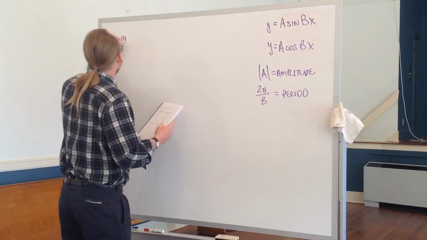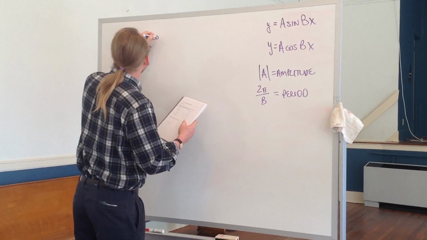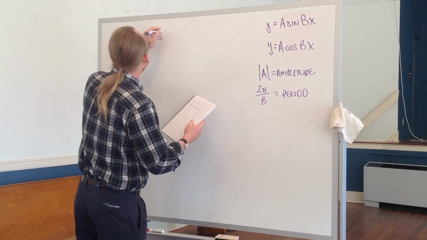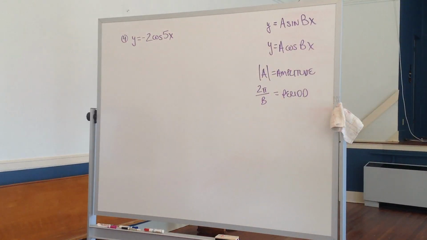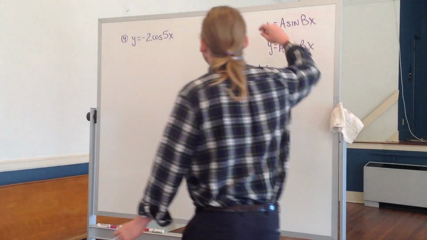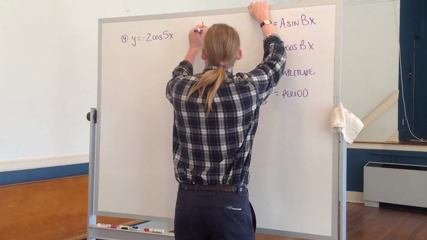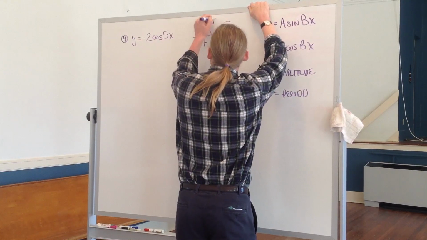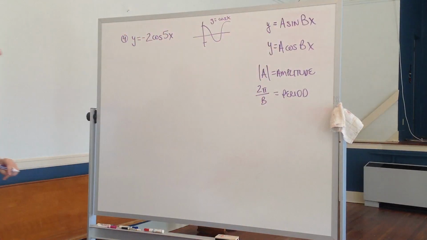Problem 4, we're interested in -2 cosine 5x. All right. So again, we'll draw a little sketch of our standard cosine function. So the standard cosine function is going to look like that.